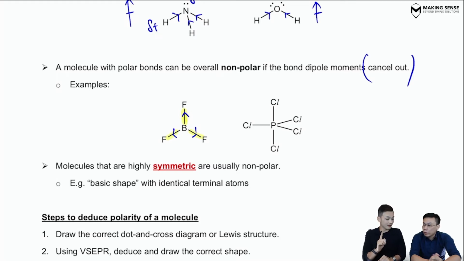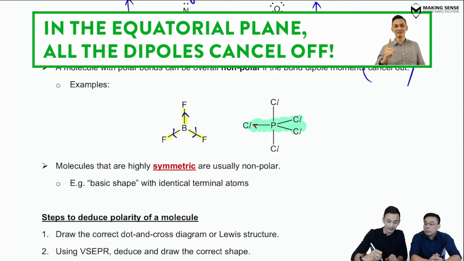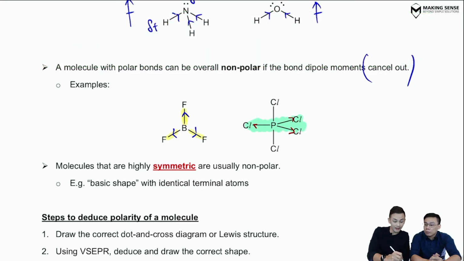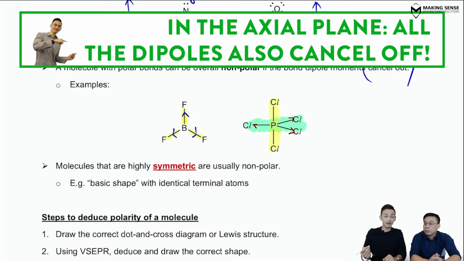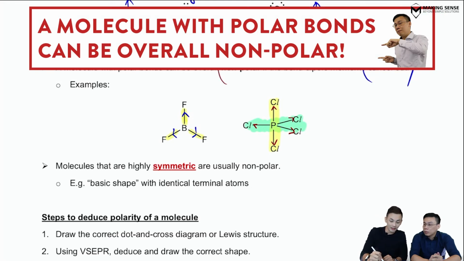Okay, one more example, something a bit more complicated. If you look at PCl5, PCl5 has two different planes to it. The first one over here, which I'm going to shade in green, is what we call the equatorial plane. If you look at the equatorial plane, you do realize that it will be the same as what we have for BF3. Everything kind of cancels away. And then the second plane that we are looking at is the up-down, which is called the axial plane. If you look at the axial plane, you will see that again the up and the down will cancel away from each other. So there you have it, a molecule that has polar bonds, but overall it is non-polar.